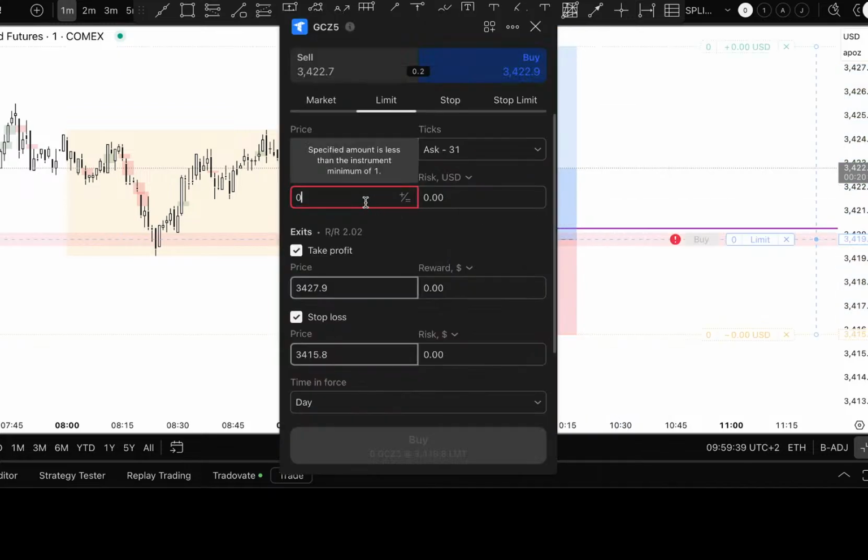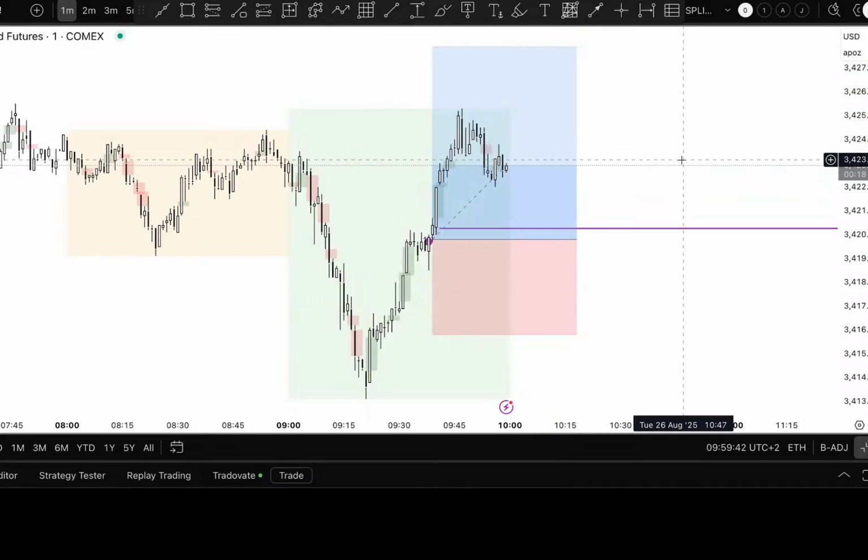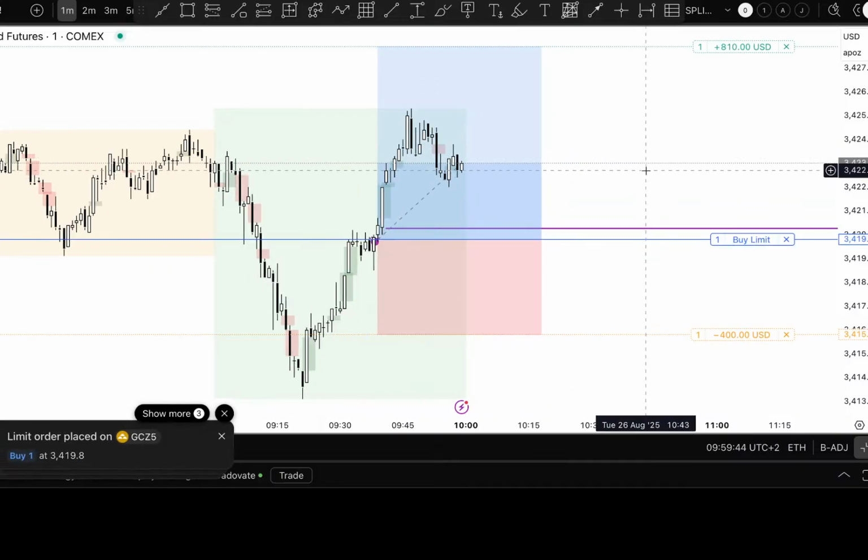Create limit order. We get one buy. I got initially scared here.